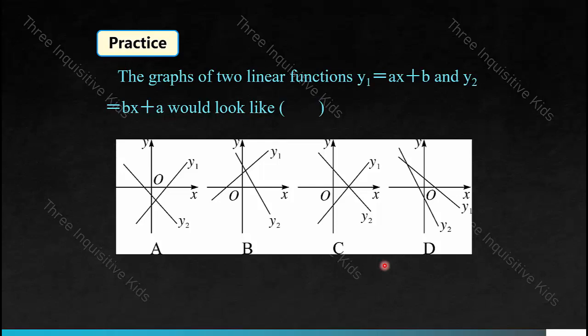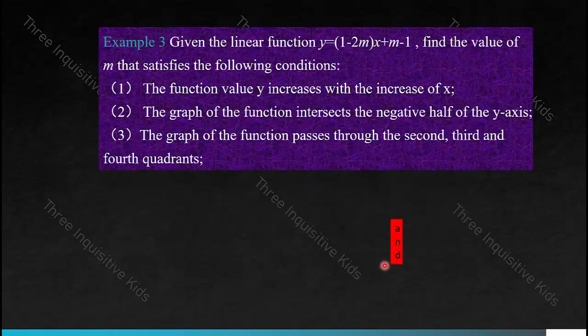Practice. The graphs of two linear functions y1 is equal to ax plus b and y2 is equal to bx plus a would look like blank. The correct answer would be C.